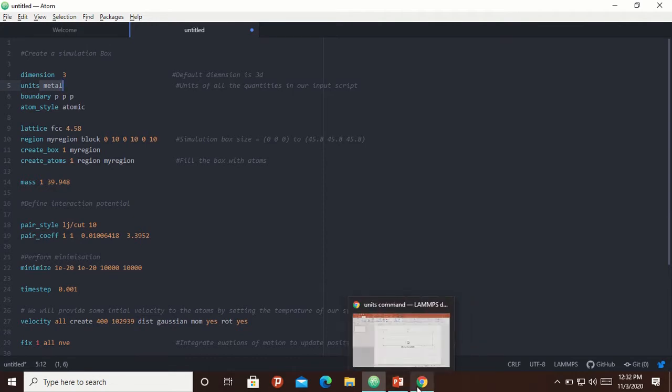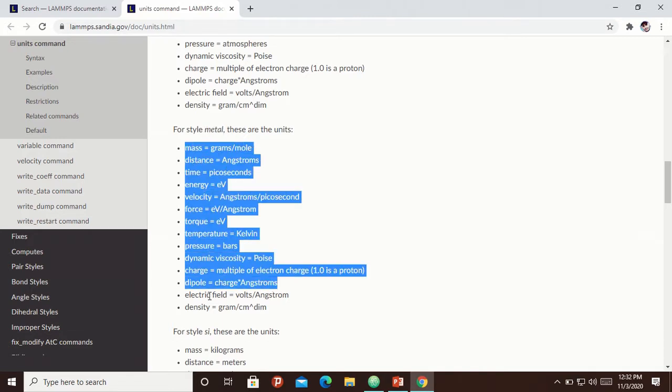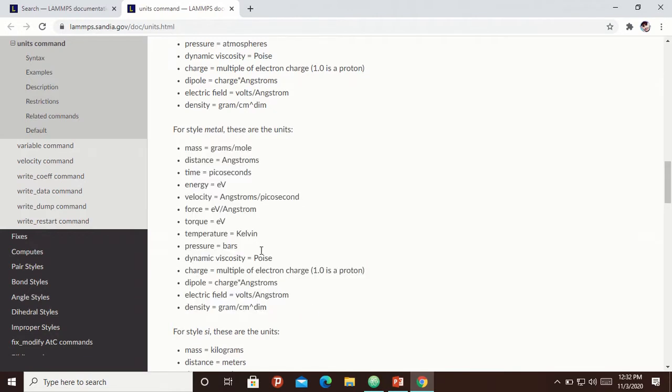So what does this mean? This means that, you can see here, this is the metal style. So in case of metal style, these are all the physical quantities that we can calculate, or that we will define in our system. So mass will be in grams per mole, distance will be in angstroms, time will take the unit of picoseconds, energy will take electron volts, similarly pressure will take bars, and temperature will take Kelvin. Okay, so these are the units in case of the metal style.